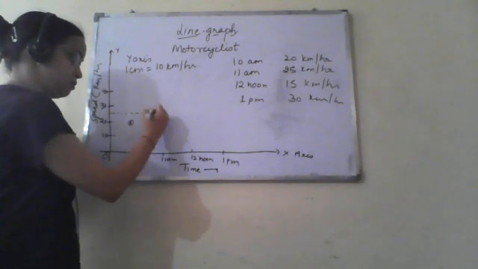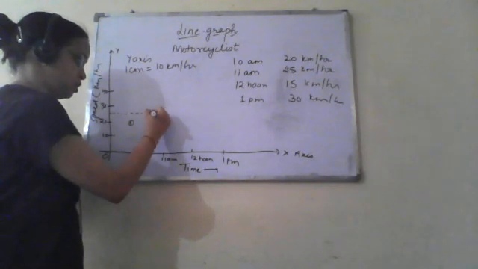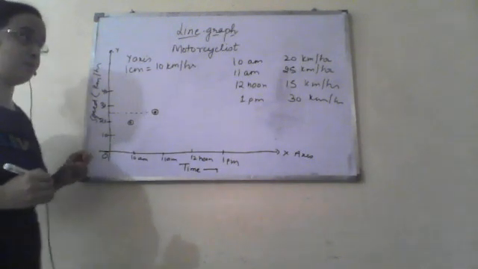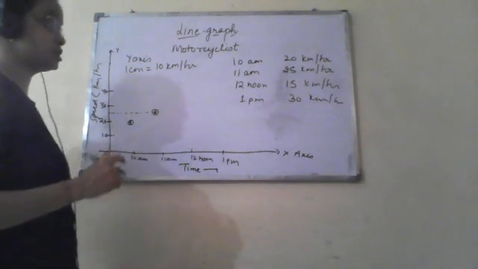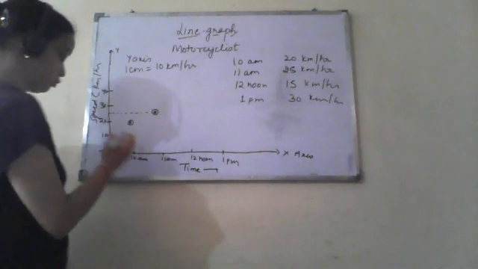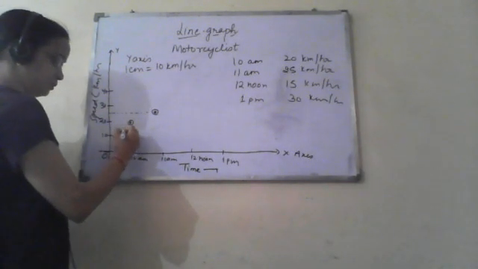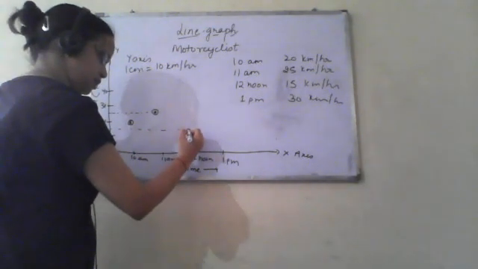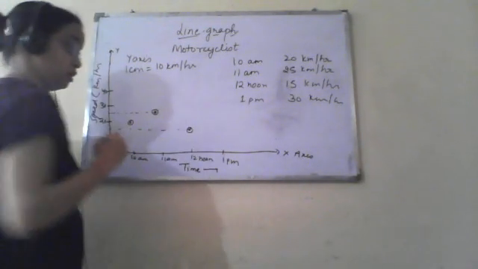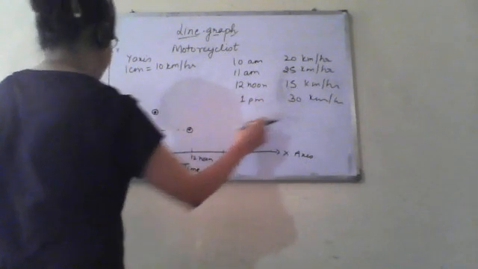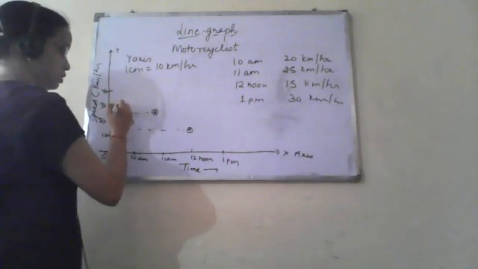At 12 noon his speed was 15. So 15 will be somewhere between 10 and 20. So it will be here. Okay. At 1 p.m. his speed was 30 kilometer per hour. So 30 is here.